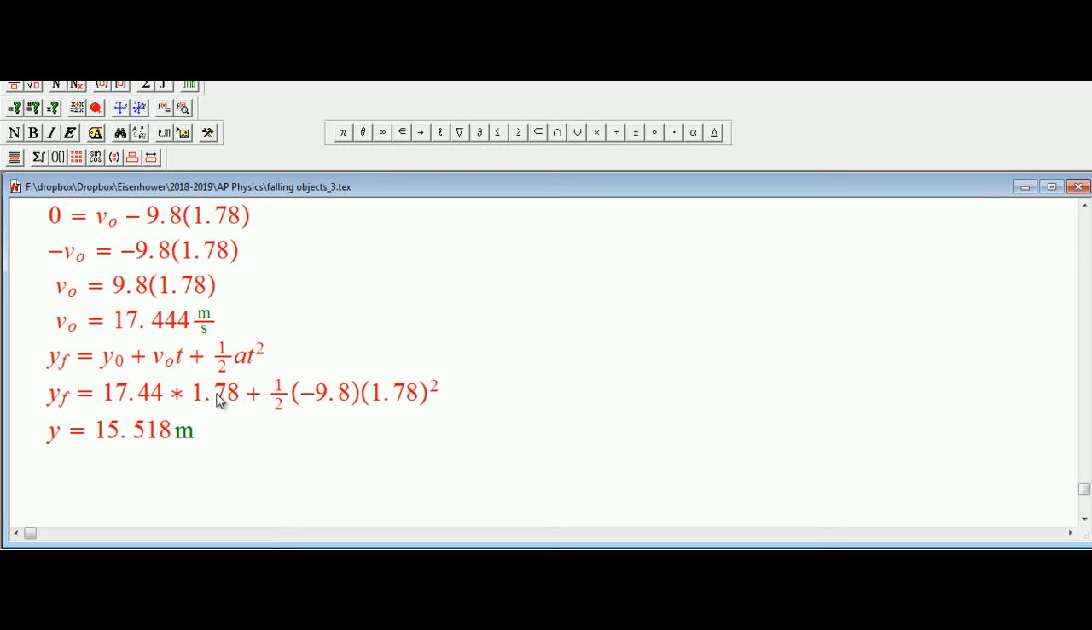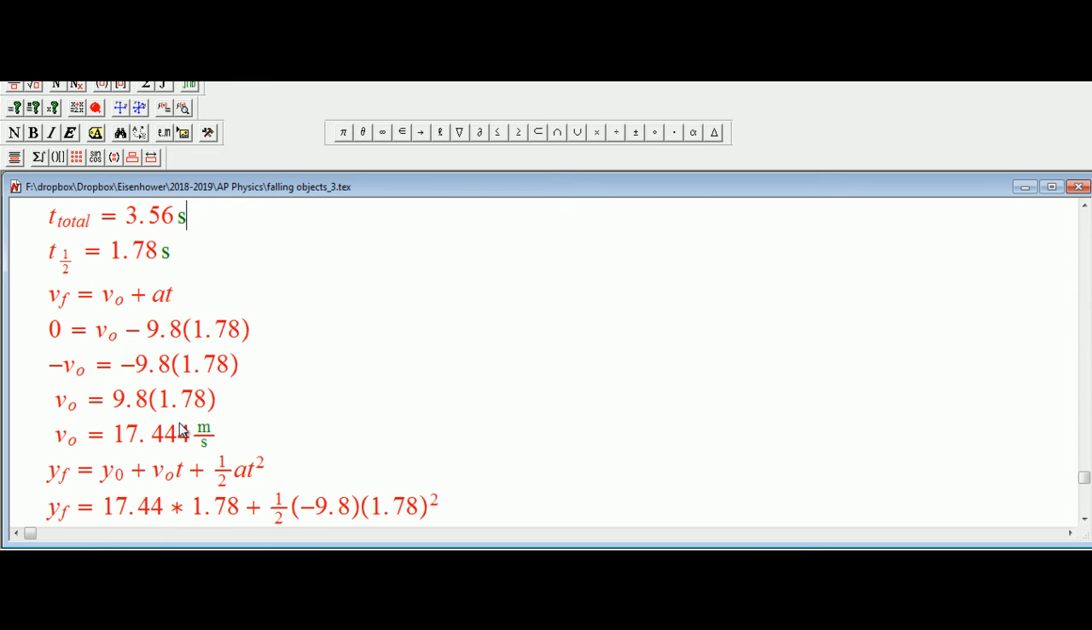Next, since I have my initial velocity, I now can stick it into equation number 1. Let my y naught go to 0. My v naught is 17.44, since we just found that. My time is 1.78 because it's half time again. Negative 9.8 for the acceleration. Square the time, we get 15.518. I now know it's going to go up to 15.518 meters in 1.78 seconds.